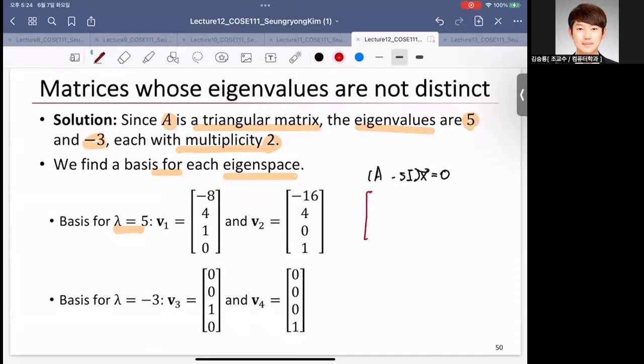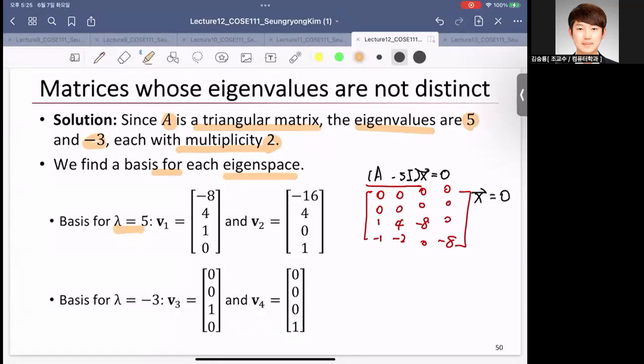Because we already know matrix A, we can easily find this matrix. So this matrix has rows 0, 0, 1, negative 1, 0, 0, 4, negative 2, 0, 0, negative 8, 0, 0, 0, 0, negative 8. Then you can easily find the null space of this matrix. The basis for this null space, I mean the solution for this homogeneous system, is going to be V1 like that, V2 like that. Please try to solve it yourself. This is just finding a null space. You can easily do that.